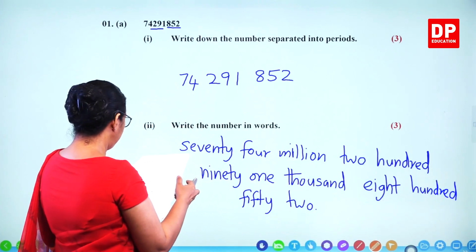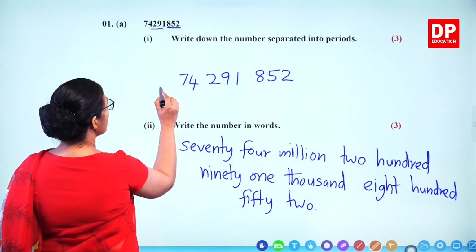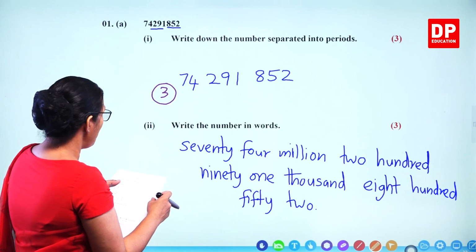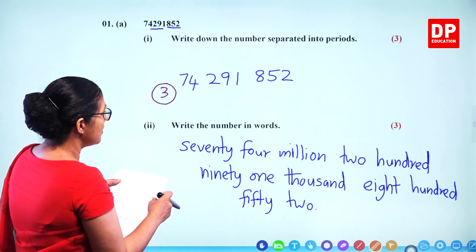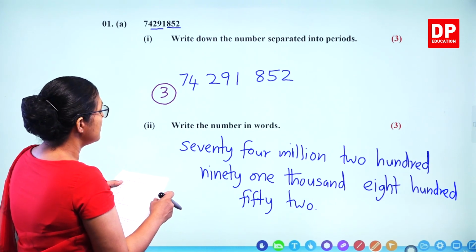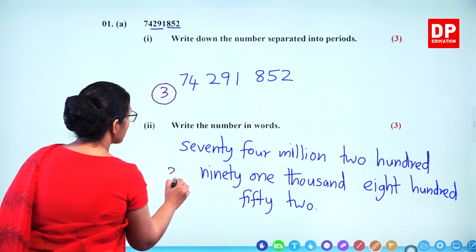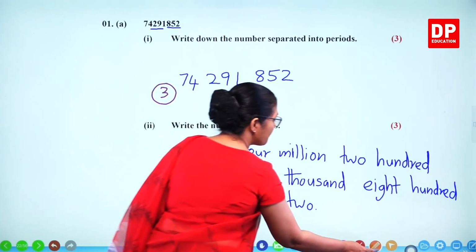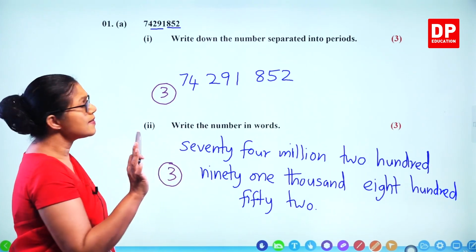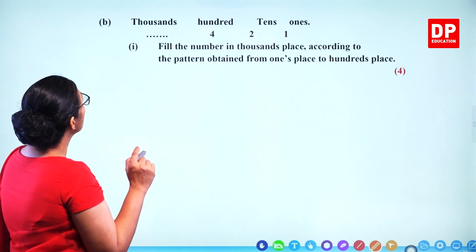So let's see. So you get 3 marks here. And this is 74,291,852. So 3 marks there. So in this paper, all questions gets 12 marks each.